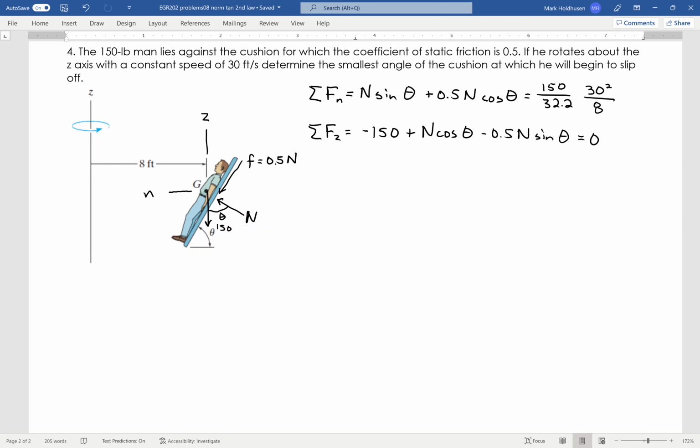Okay, two equations, two unknowns. I kind of have to solve them in concert. Not the easiest set of equations. Okay, calculators will solve them for you. I get an N of 488, and then I can solve for theta, 47.5 degrees. So any smaller angle than that, he's actually going to start slipping. Anything bigger than that, he'll be fine. He'll just kind of stick to the wall, and everything will be fine. So again, free body diagram, set up your axes based on what we know about acceleration, and then apply your equations of motion and solve.